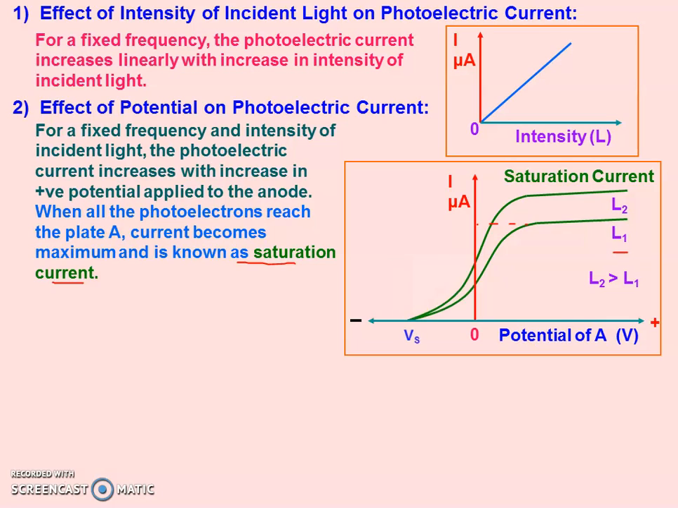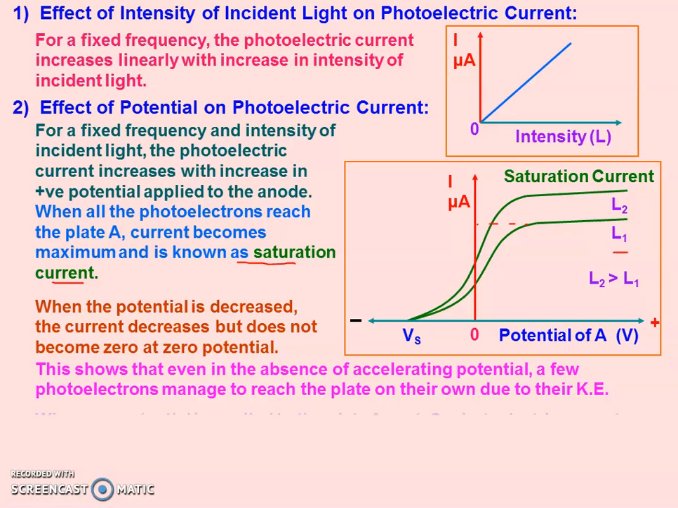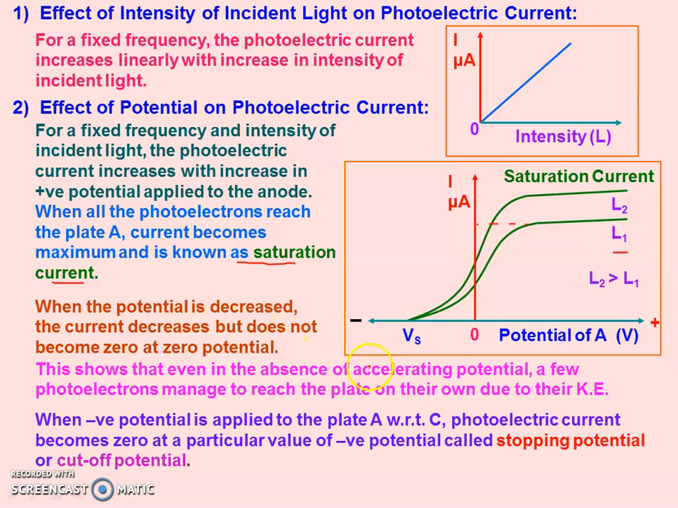But what happens when we apply the negative potential? Negative potential means the polarity of the electrodes gets changed. So the direction of battery will be reversed. Then what will happen? The retarding potential will retard the motion of the electrons, and ultimately at a particular value of potential difference, the electrons' motion gets ceased. Means there is no current in the circuit.